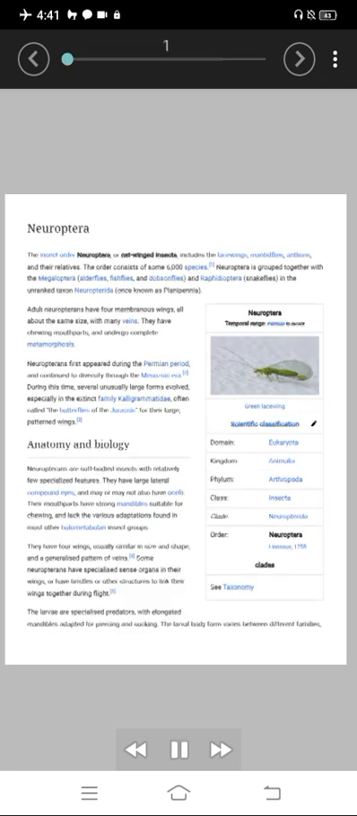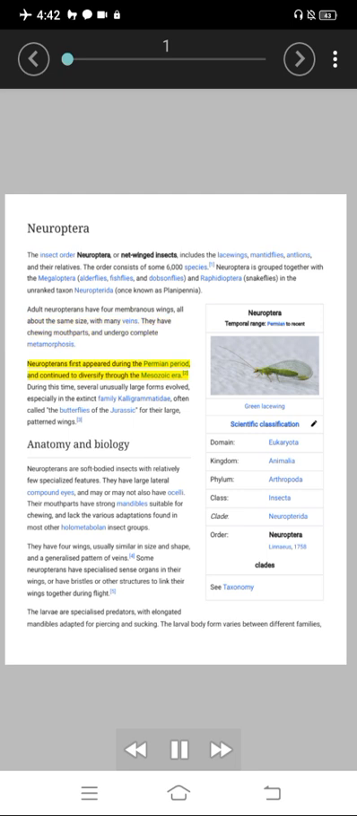Neuroptera. The insect order Neuroptera, or net-winged insects, includes the lacewings, mantid flies, antlions, and their relatives. The order consists of some 6,000 species. Neuroptera is grouped together with the Megaloptera (alderflies, fishflies, and dobsonflies) and Rhaphidioptera (snakeflies) in the unranked taxon Neuropterida, once known as Planipennia. Adult neuropterans have 4 membranous wings, all about the same size, with many veins. They have chewing mouthparts, and undergo complete metamorphosis.